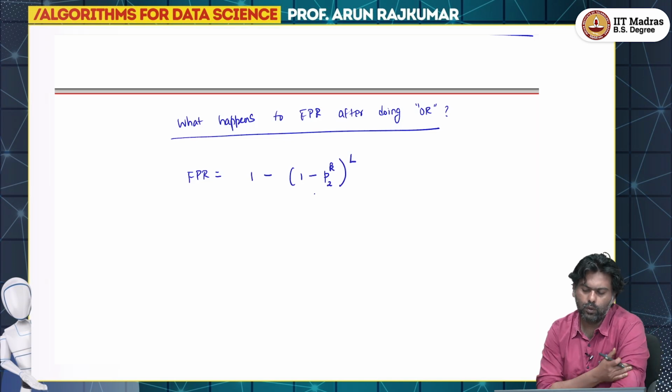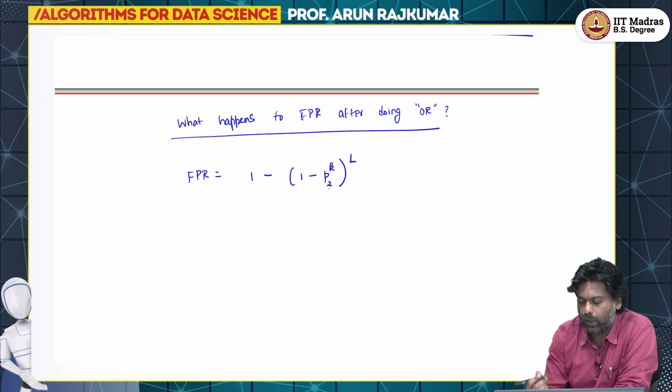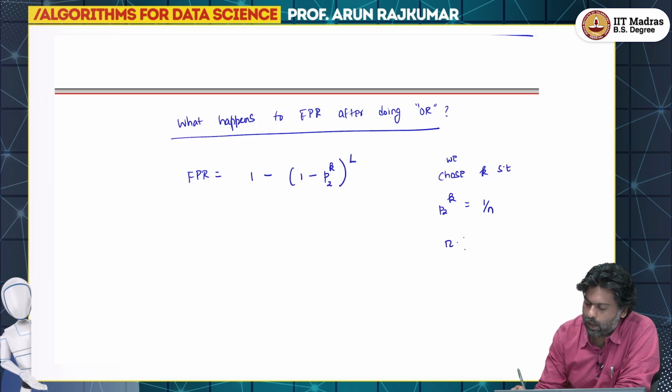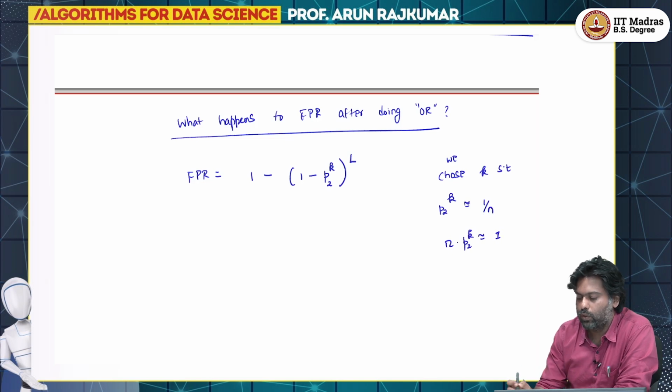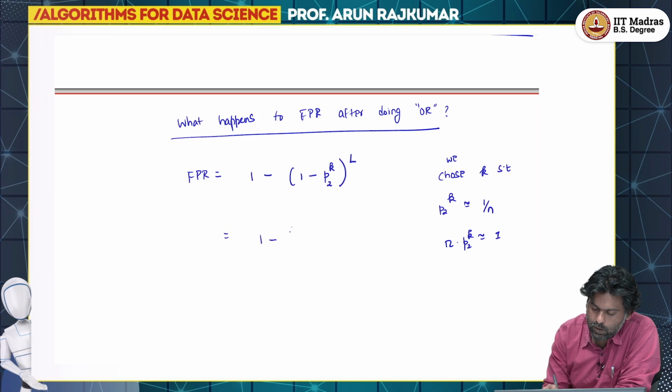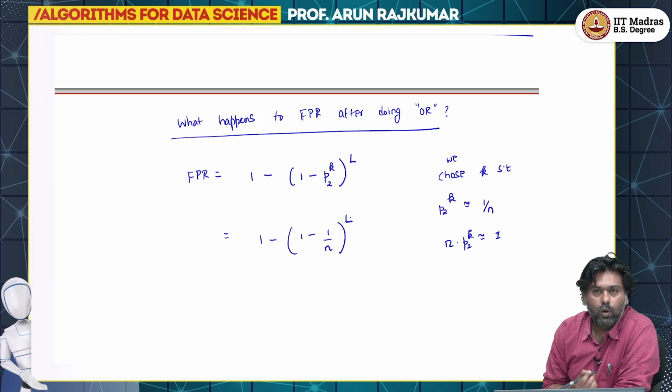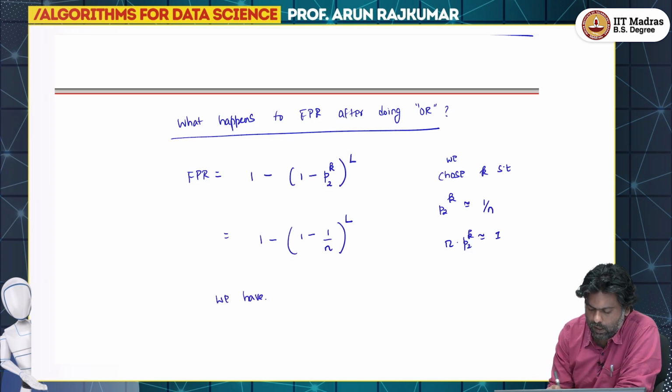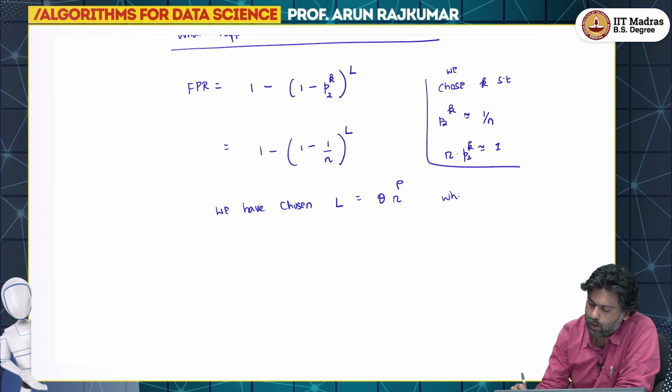So here, if you remember P2 power k, what was P2 power k? We chose k such that P2 power k was actually 1 by n. That's why the false positive rate originally was n into P2 power k, which was like 1. So we chose k such that P2 power k was 1 by n, which means that the false positive rate after repeating it for L tables is something like 1 minus 1 by n power L. Now we have already chosen L in the previous step. By the previous analysis, L is some theta times n power rho, where just to remind, rho is log 1 by P1 by log 1 by P2.